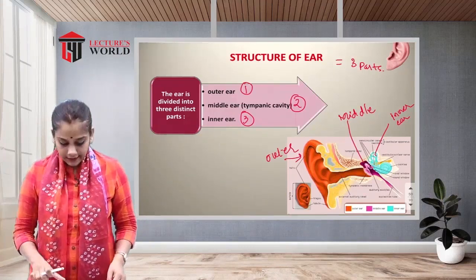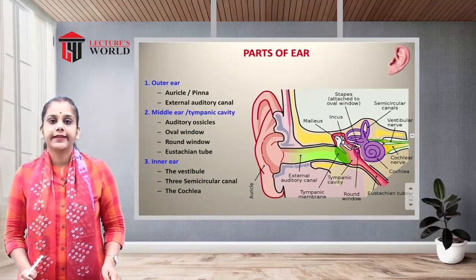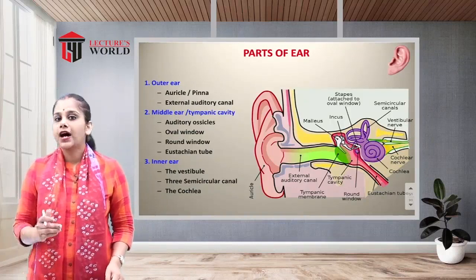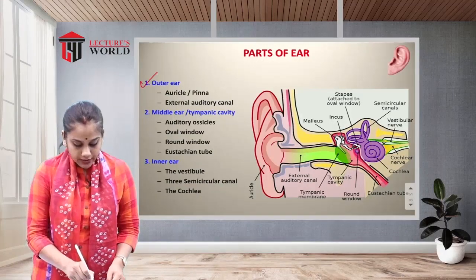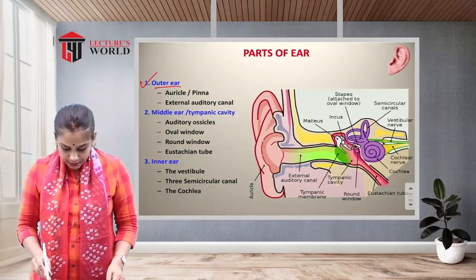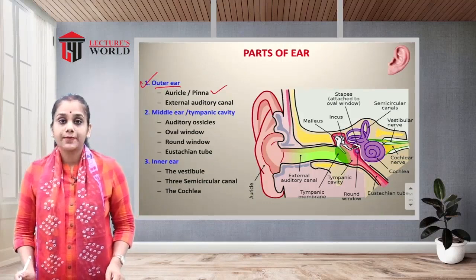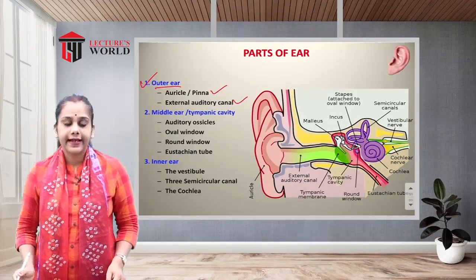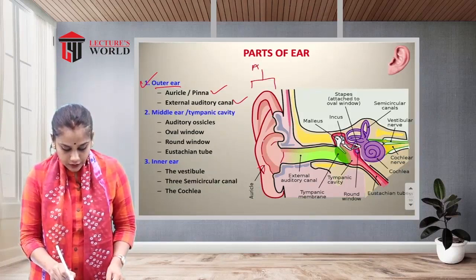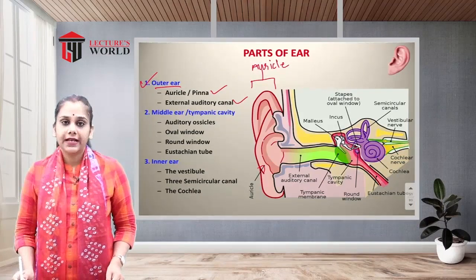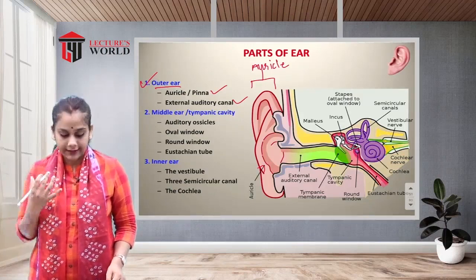So let us see in detail. As we saw the parts of the ear, inner ear, middle ear and outer ear, first, which parts are in the outer ear? In the outer ear there is the auricle, also called the pinna, and then the external auditory canal. See, this is the auricle, or we can say pinna, the visible portion of the ear on the head.